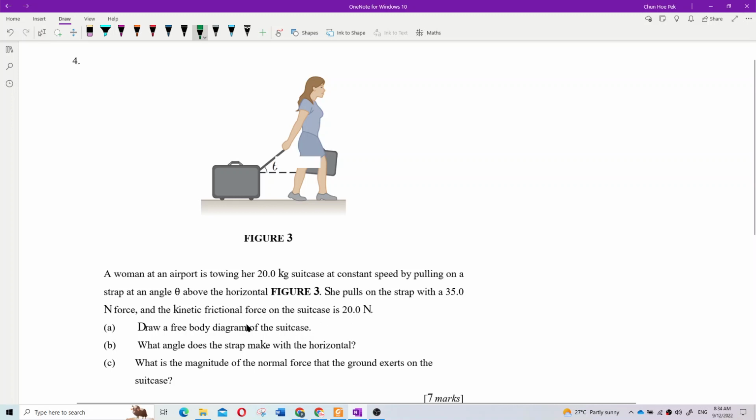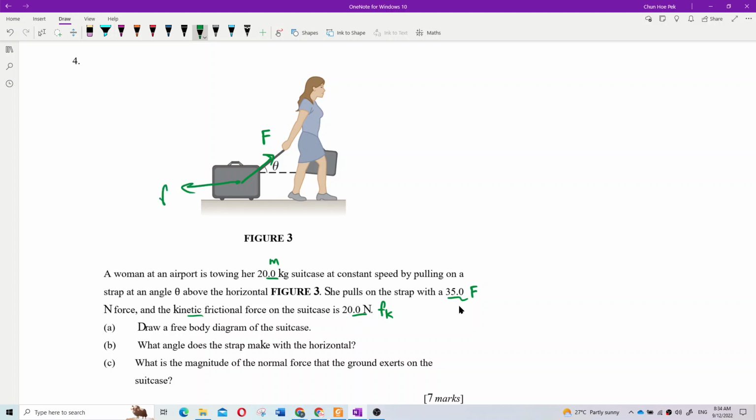First of all, I want to draw a free body diagram briefly. Here we are given all the forces: the pulling force F and the kinetic friction, which is Fk, and the mass of the suitcase. So we have the F, friction, the weight, and the normal force. Our free body diagram is drawn as a point mass. Remember, point mass.